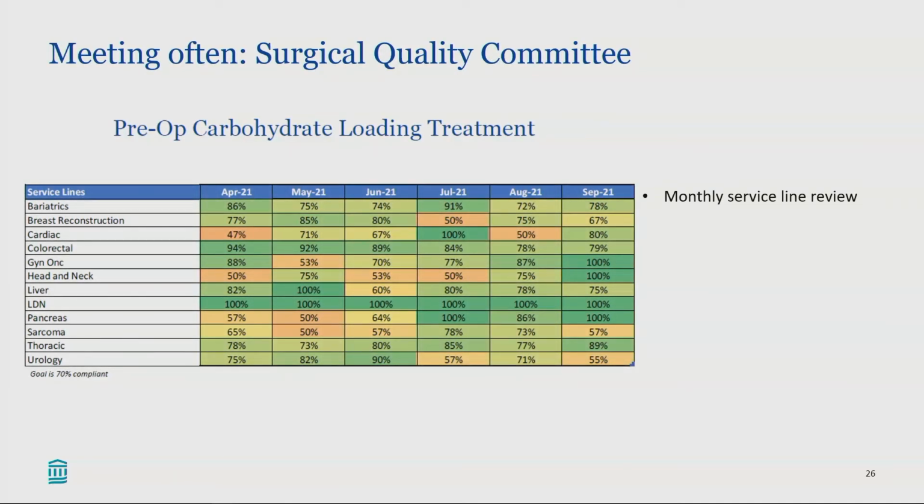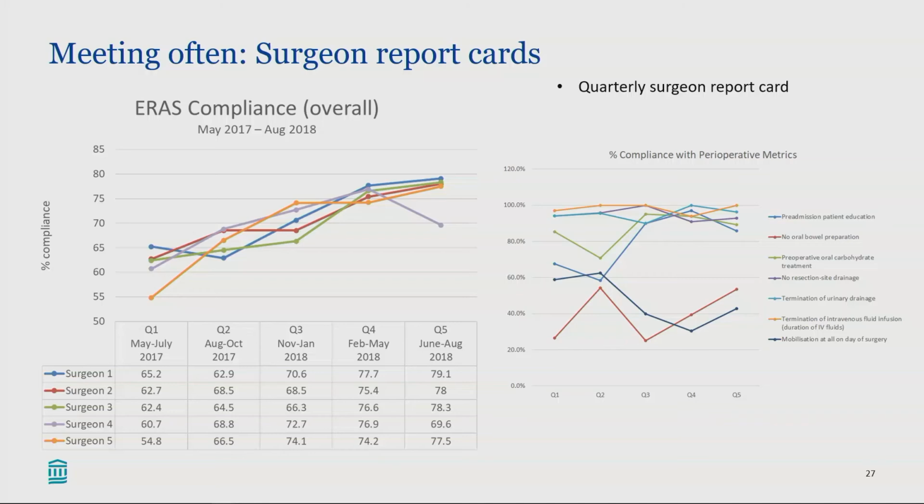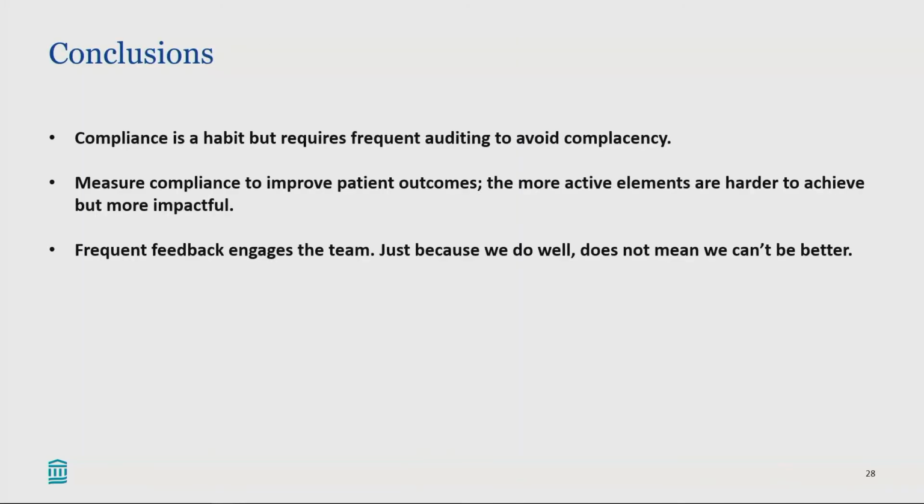We also meet often. We have a surgical quality committee that meets every month. We go through every service line and their compliance with various elements, such as carbohydrate loading across the various ERAS pathways we have. We do surgeon report cards quarterly. Every surgeon in the group. How are you doing? What's your trend? How are you comparing to everybody in the group? How do you do for each individual metric that we consider to be within the surgeon's purview? Public shaming is a very effective device.